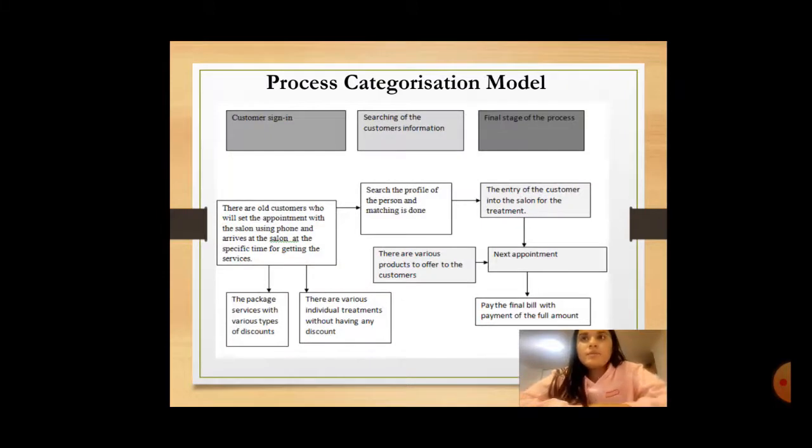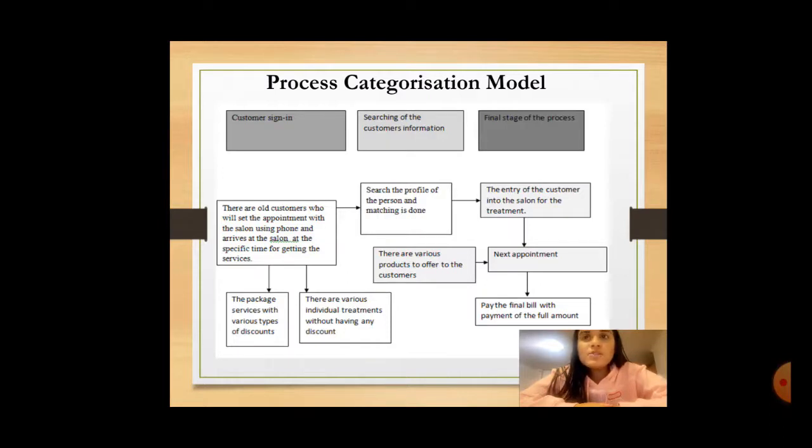Next slide is about the process categorization model. Basically, it has three parts. The first one is the entry point of the saloon. The second one is the treatment place, and then finally there's the exit point. These 3 points of the whole process involve various sub-activities that are performed for completion of the service for the customers. There are differences in the activity for the new and old customers at the entry of the saloon.